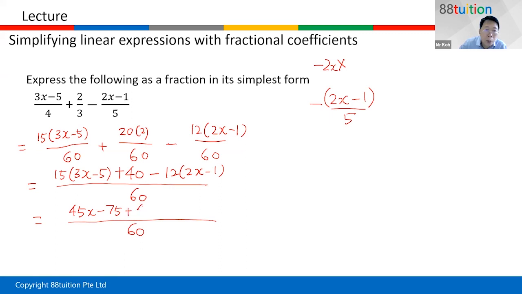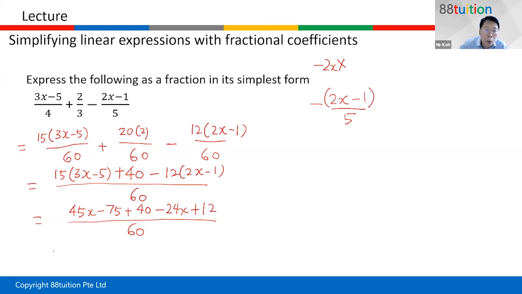Next one is plus 40. Okay, the troublemaker is here, minus. So first one, minus is still okay. Minus 12 times 2, minus 24x. Now the next one will be a minus and minus. So minus times a minus gives you a plus, and then that gives you a 12.